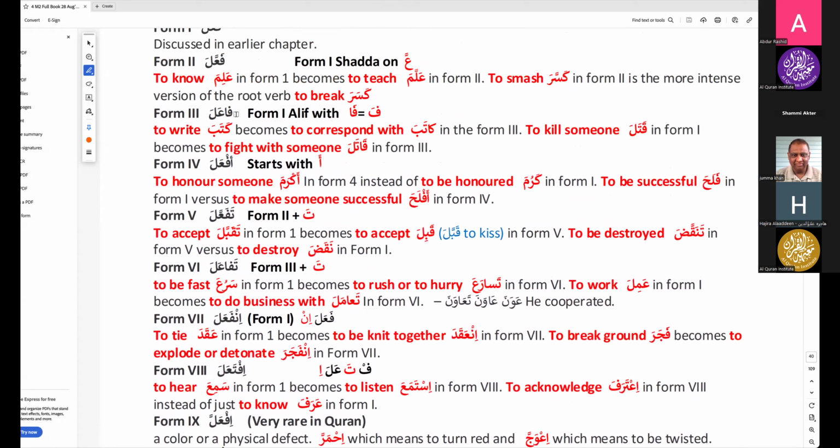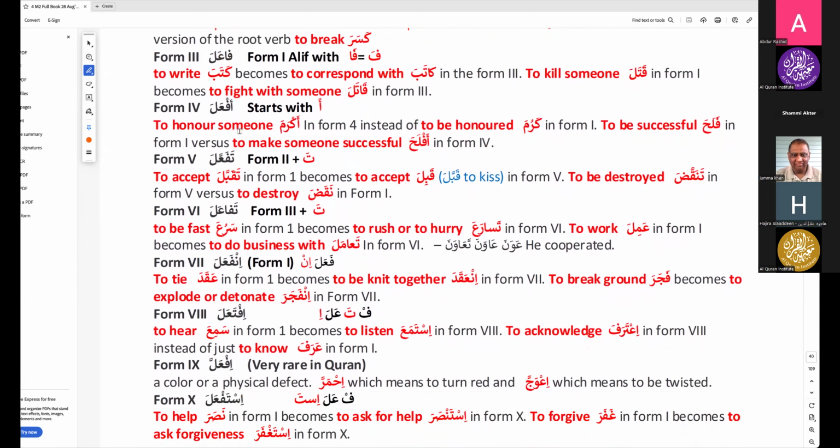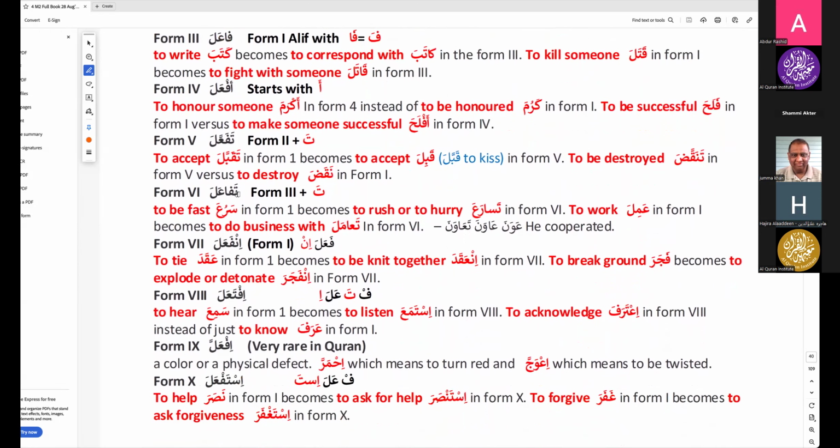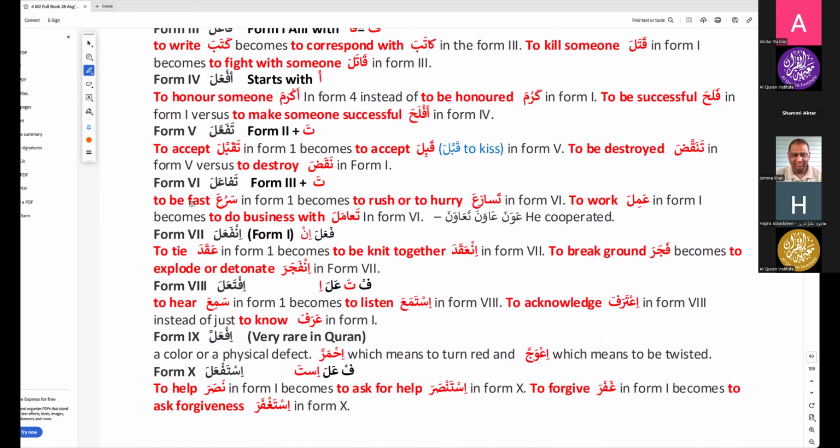Fa'ala. Can you see the fa'ala here? Now we added ta, tafa'ala. To be fast is sari'a. Okay. To rush or to hurry is tasara'a. Sin got alif and ta is added.